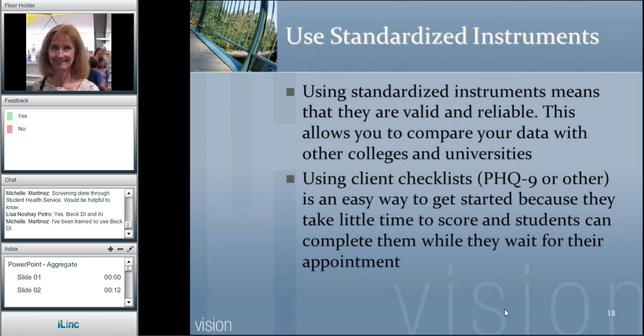Using standardized instruments means that they're already valid and reliable, and they're measuring what you want them to measure. Client checklists such as the PHQ-9 or other are easy because the students can complete them while they're sitting there waiting for their appointment.